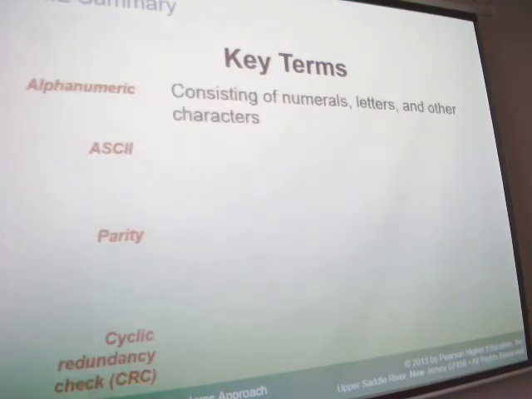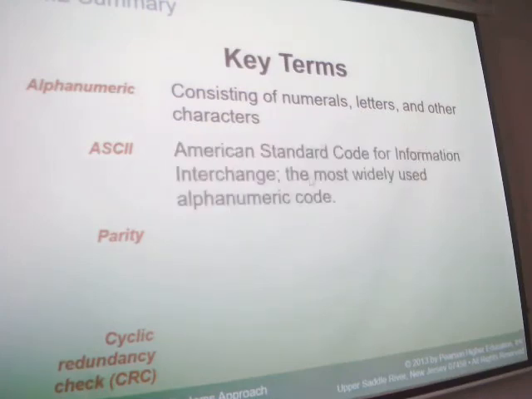Alphanumeric, consisting of numerous letters and other characters. For example, a hexadecimal digit is from 0 through 9 and A through F. So this is called alphanumeric. ASCII 2, American Standard Code for Information Interchange, is the most widely used alphanumeric code.